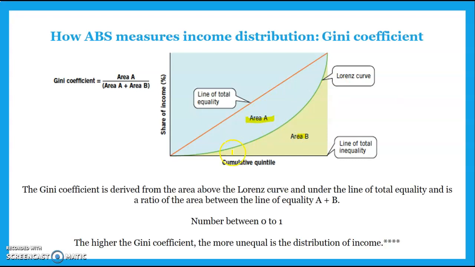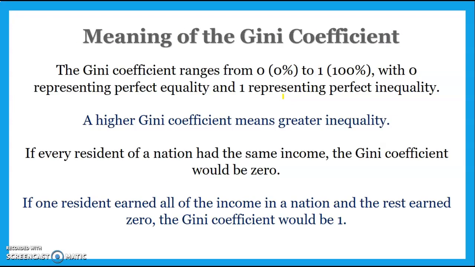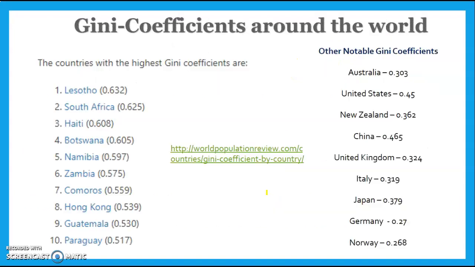The closer to 1, the more uneven the distribution of income, because the Lorenz curve is further away and the blue area is bigger, and that will lead to a bigger Gini coefficient. Okay, so the Gini coefficient represents 0 to 1. You'll also see it represented 0% to 100%, but basically it's the same thing. A high Gini coefficient means greater inequality. If every resident of a nation had the same income, the Gini coefficient would be 0. And if one resident had all the income, the Gini coefficient would be 1. So the more inequitable, the higher the Gini coefficient.